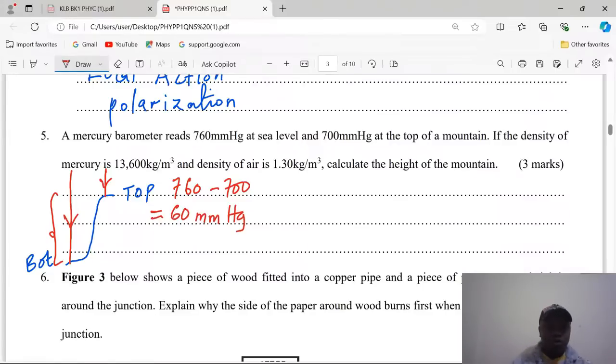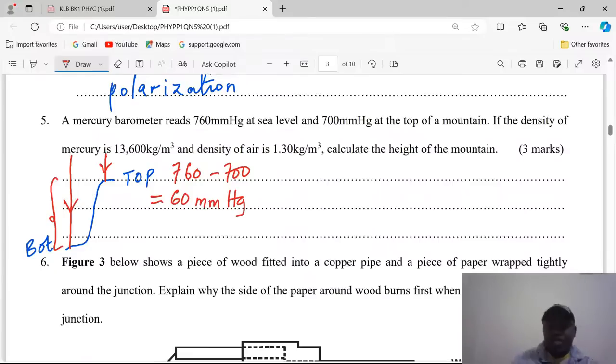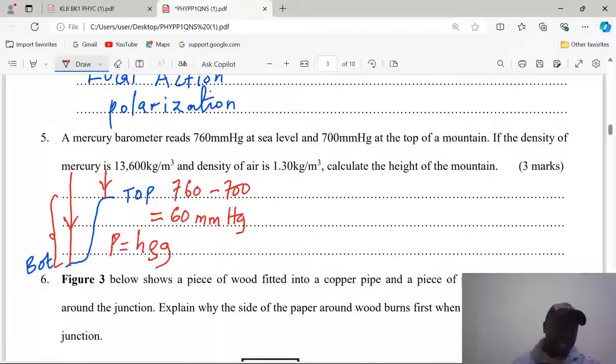So this pressure is equal to the pressure of the air column, whose height is equal to the height of the mountain. We shall convert this pressure to pascals, the SI unit of pressure, which is the same as newton per meter squared. Pressure is given by the height of the column times density times gravity. So 60 millimeters of mercury is the height of mercury being supported.